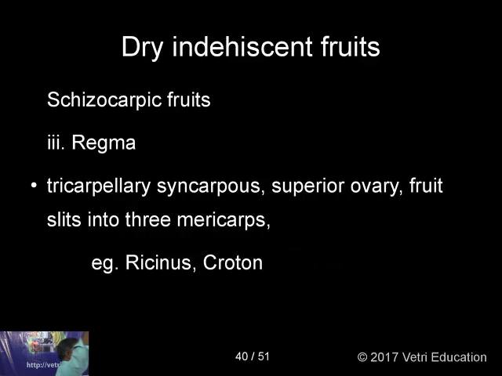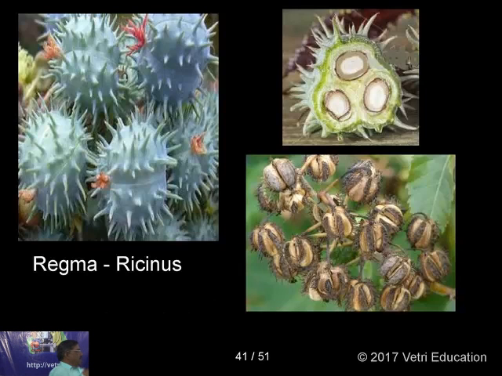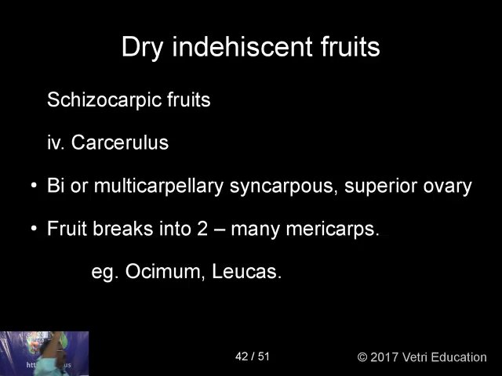The next one breaks into three, that is called regma. Example, Ricinus and Croton, where the fruit breaks into three fruitlets or three mericarps. Here you can find this is the actual fruit, a tricarpellary syncarpous ovary, and it will break into three parts, three mericarps.